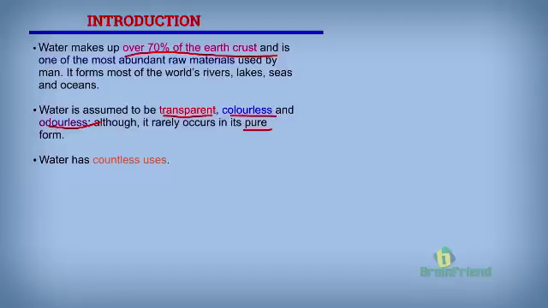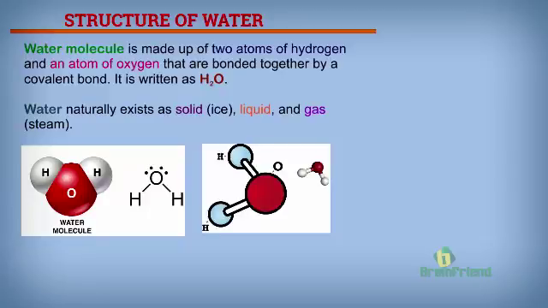Now, how does water look like? This takes us to the structure of water. The water molecule is made up of two atoms of hydrogen and an atom of oxygen that are bonded together covalently. And it is written as H2O. This is derived from the two elements that make up water, which are hydrogen, written as capital letter H, and oxygen, also written as capital letter O.